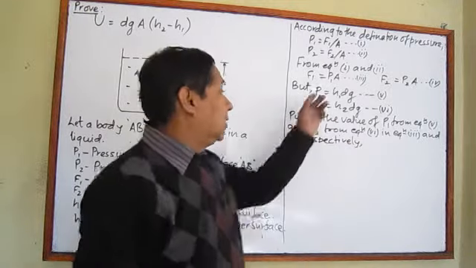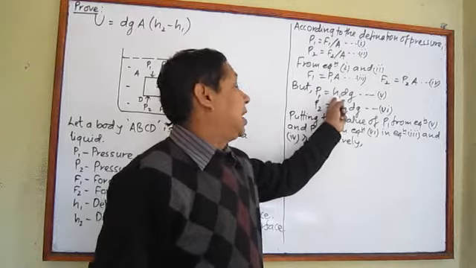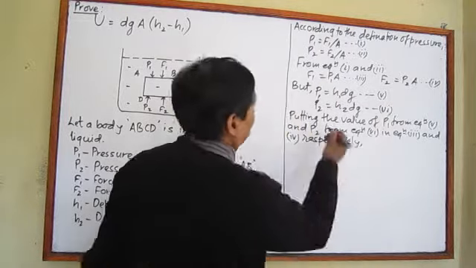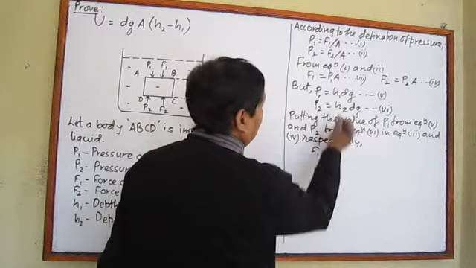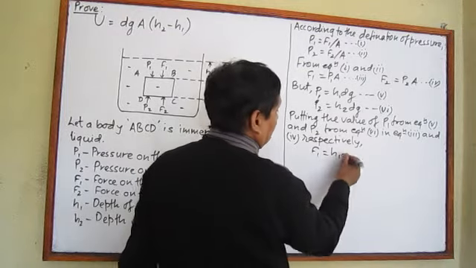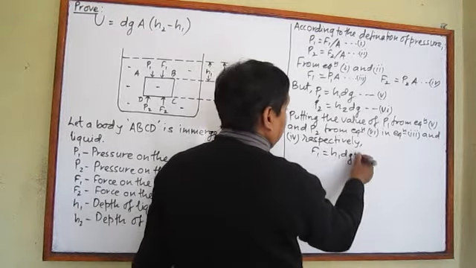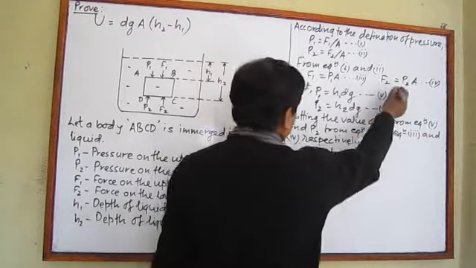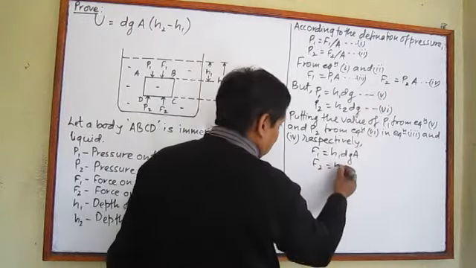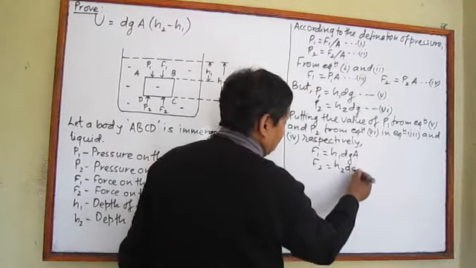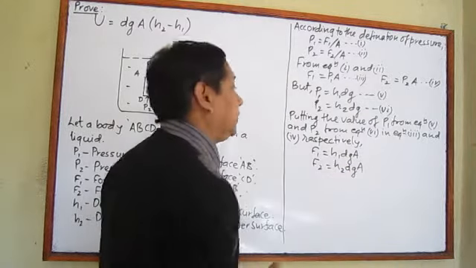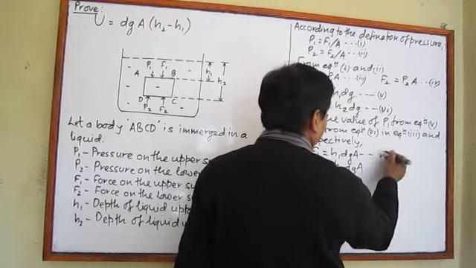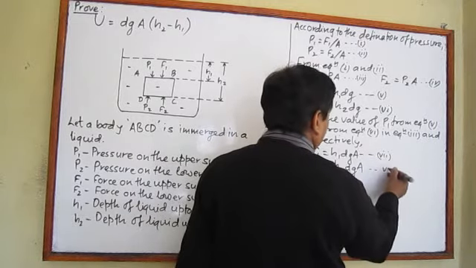Look at this again. What I am going to do, in place of P1 I am taking S1dg, in place of P2 I am taking S2dg. Then what we have, F1 is equal to S1dg, A is already there, and F2 is equal to S2dg. Here in place of P2 we are writing S2dg, A is already there. Now let's say this is equation number 7 and this is equation number 8.